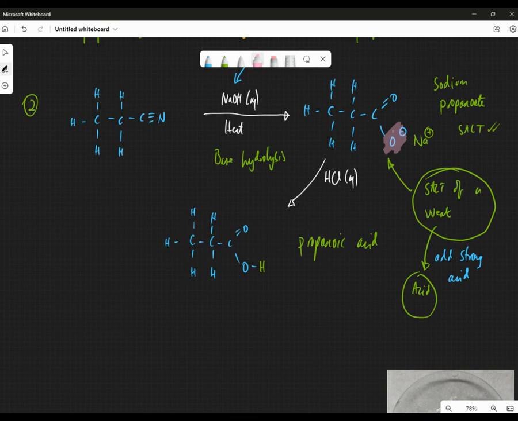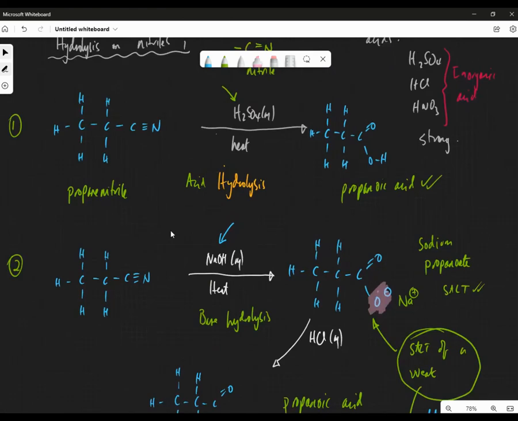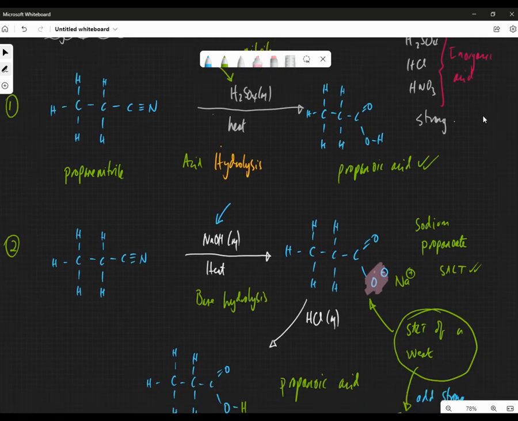Okay, so which way is better? Hydrolysis using an acid or hydrolysis using a base? Well, they're both equally as good as each other. But the thing is, if you use hydrolysis of a base, you have to remember to add acid afterwards to regenerate the proton, regenerate the carboxylic acid. If you just go straight for acid hydrolysis, you get the acid straight away. Okay, and that's often easier, kind of thing. But you have to know both, obviously.